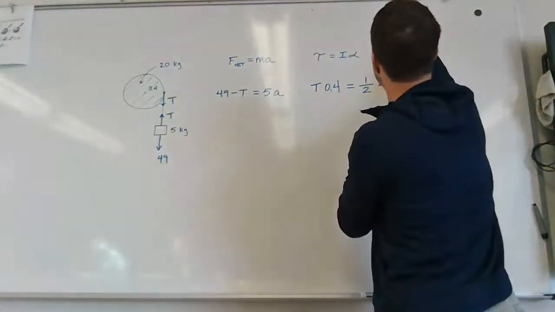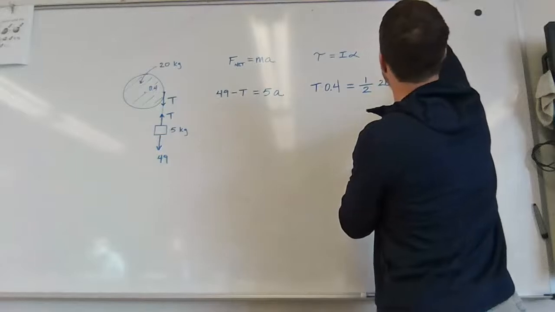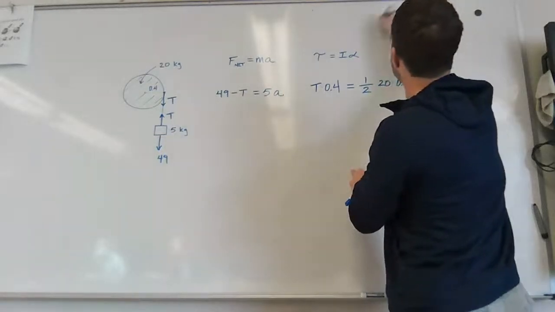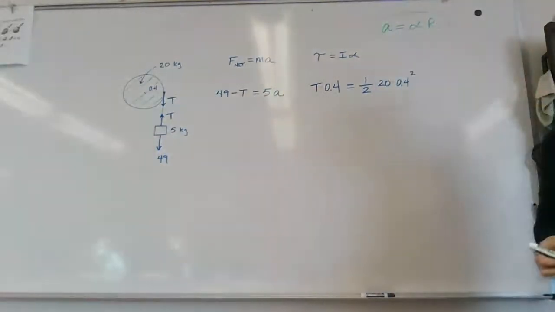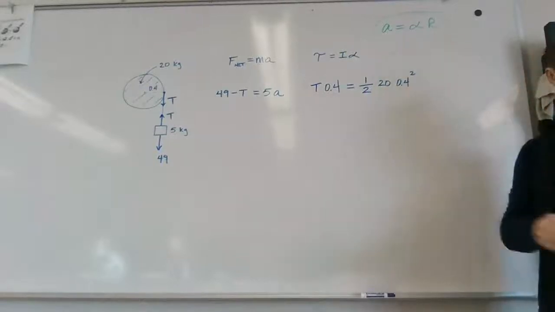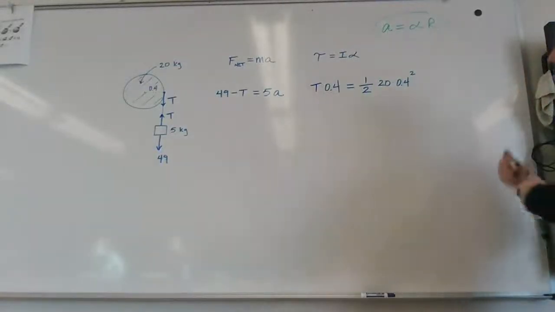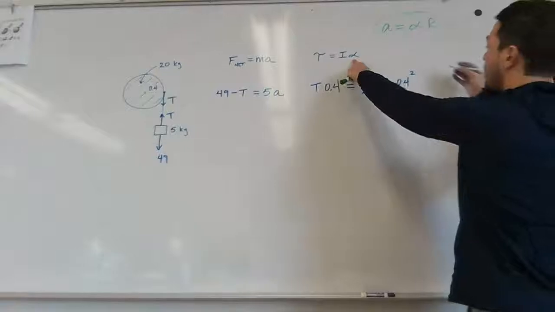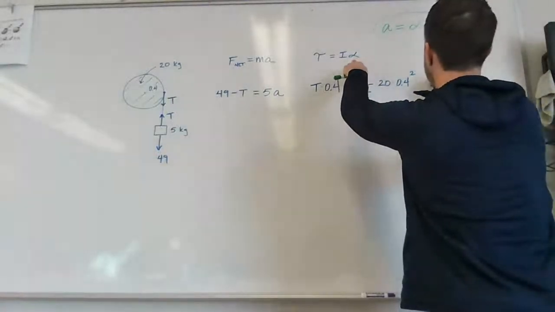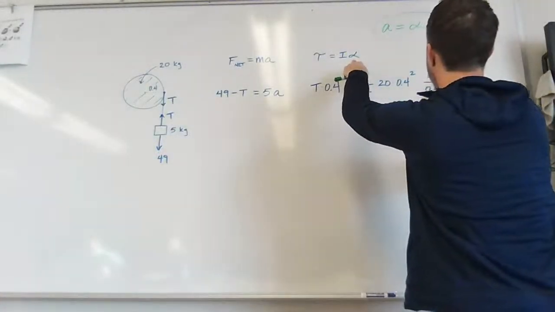Well, remember this one? A equals alpha R. That's what I was trying to go for. That's a big important relationship, guys. So I'm going to replace alpha with A over R.